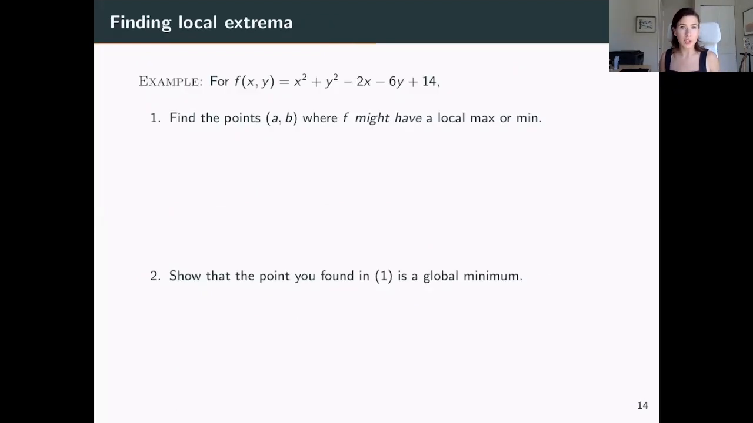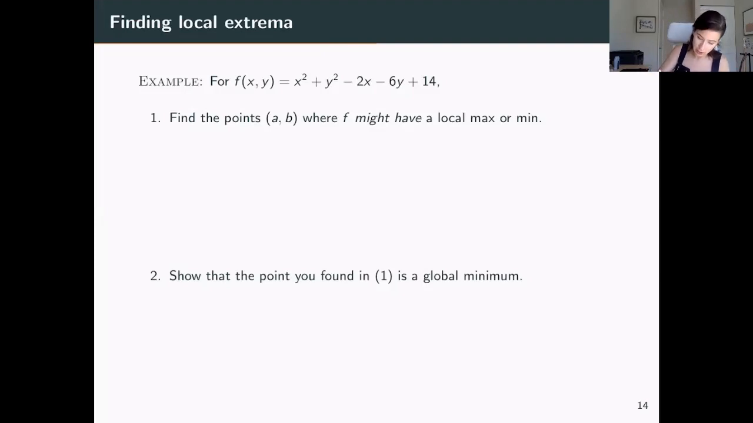In order to determine where we might have a local max or a local min, the first point is finding critical points. So here we're going to start off with this polynomial function in x and y, and we're going to try to find the critical points of this function.